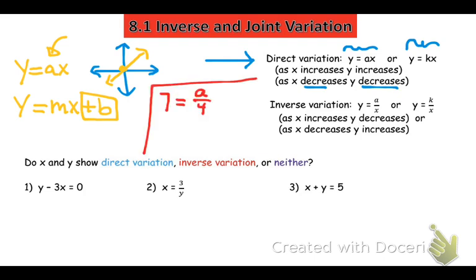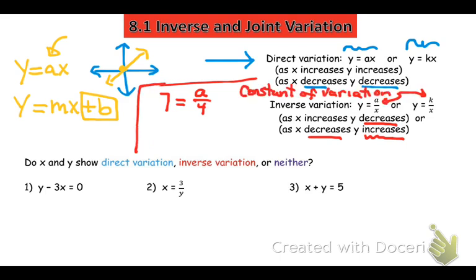Inverse variation, we have our constant of variation, the a or the k, in the numerator. So as x increases, y does the opposite, it decreases, or as x decreases, y increases. There's an inverse relationship between x and y. And we know x cannot be equal to 0. We can't have a 0 in the denominator. And we don't want our constant of variation to be 0 either, because then y is always just going to be equal to 0. So let's write an equation that relates x and y inversely.